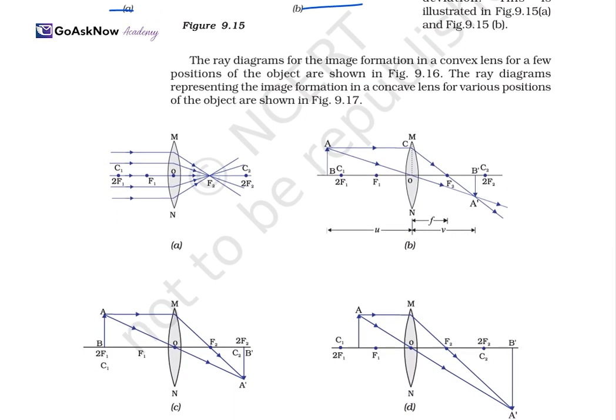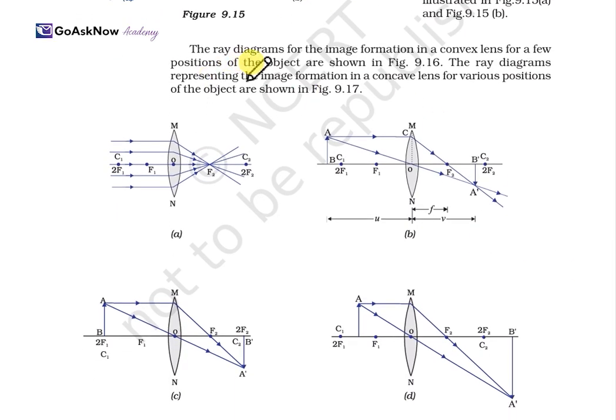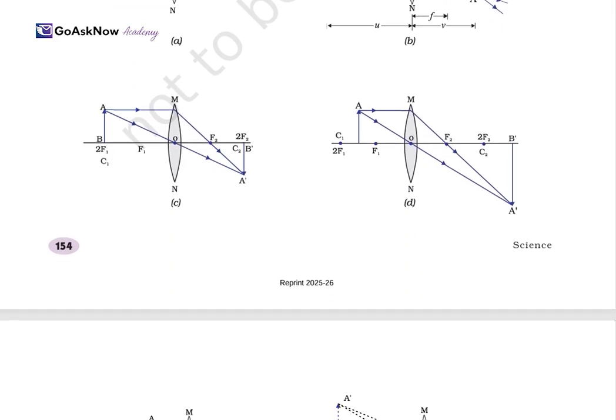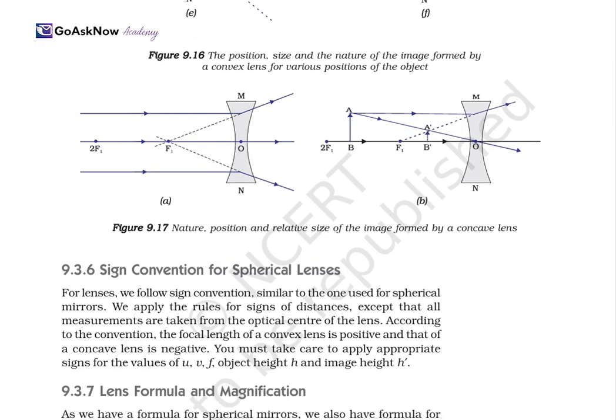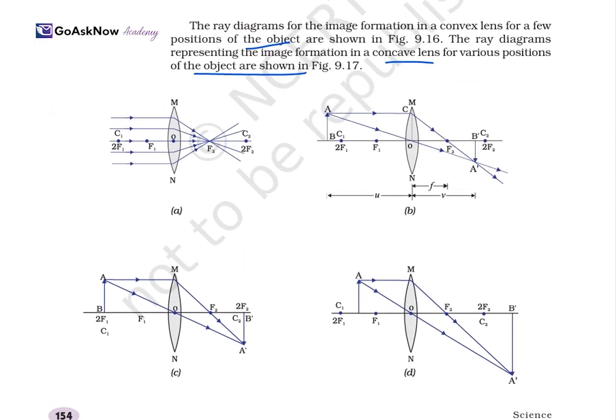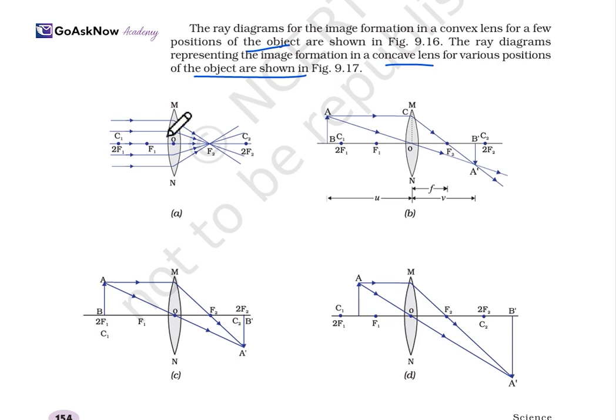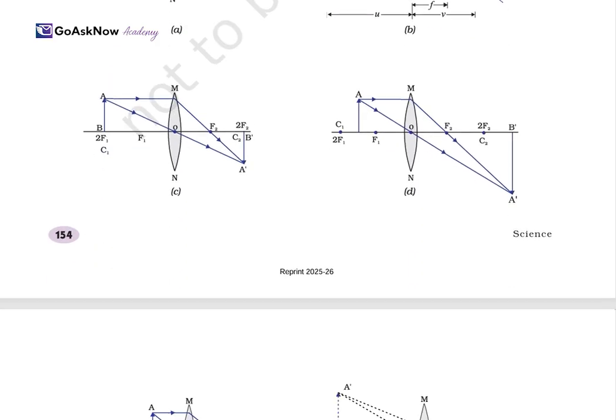Now, the ray diagram of image formation in the convex or concave lens for various positions of the object, as shown in the figure. When the object is at different positions, for example at infinity, what will happen has been explained over here. When the rays are parallel, they come to one point, meeting at the focus point F2. When an incident ray falls like this, A and B is the object, and here we get an inverted image, A dash and B dash. Also, this is only for the concave lens.